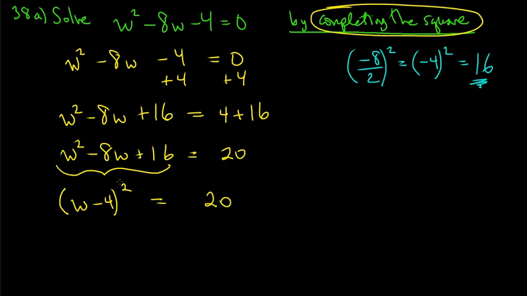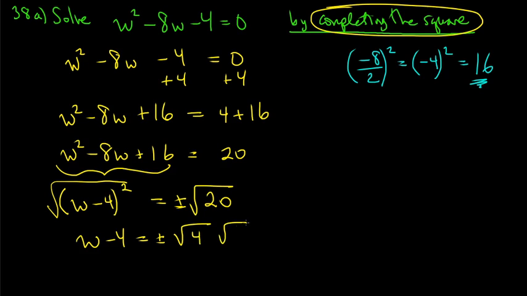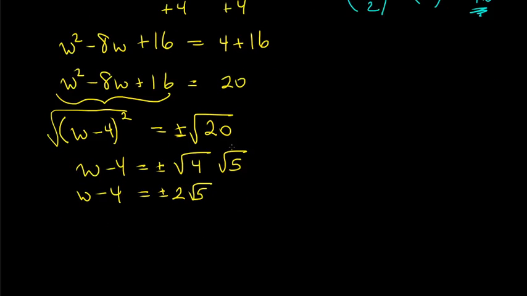So now I can just use the square root method, right? Take the square root of both sides. Don't forget the plus or minus. So w minus 4 is going to be plus or minus the square root of 20, but remember, 20 is 4 times 5, and the square root of 4 is 2. So w minus 4 is plus or minus 2 square root of 5.